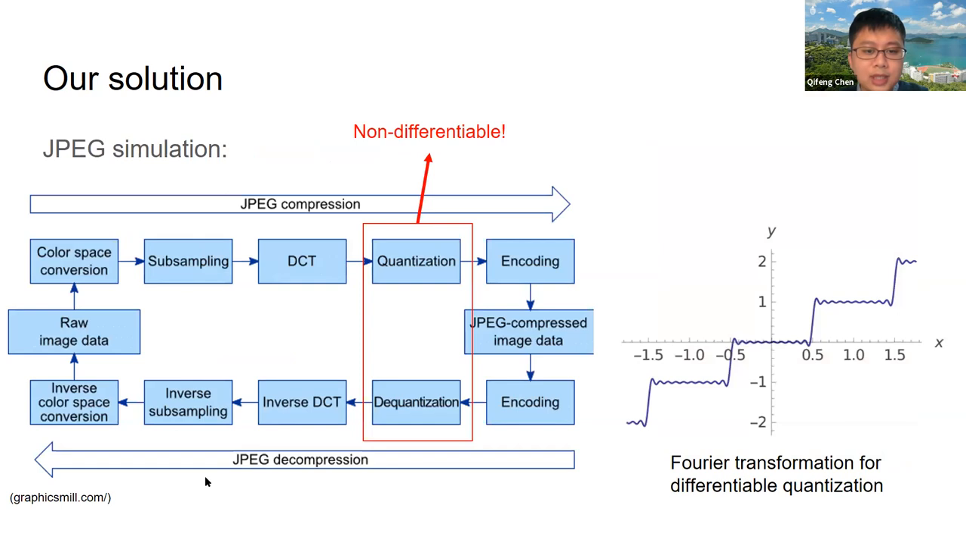So there is another obstacle in our task, which is the JPEG compression. The JPEG compression is not differentiable. For example, in the quantization step, it will do some rounding. So we use such a function to approximate this rounding function. It's close to a rounding function, basically doing some Fourier transform of this rounding function, so that in the end, we can perform some backpropagation.